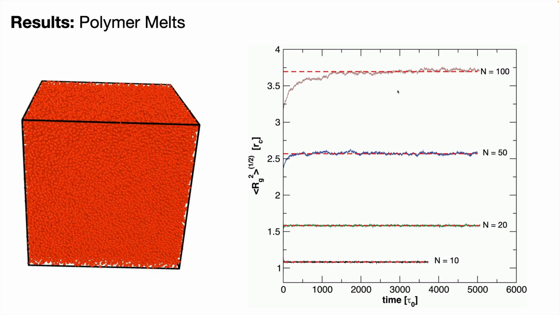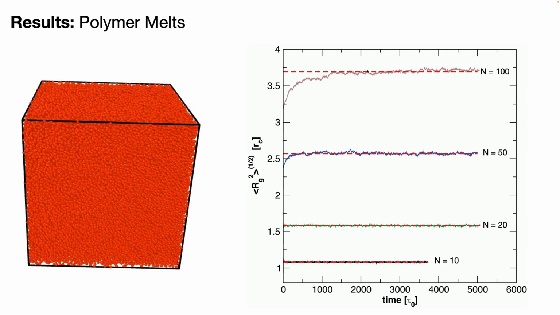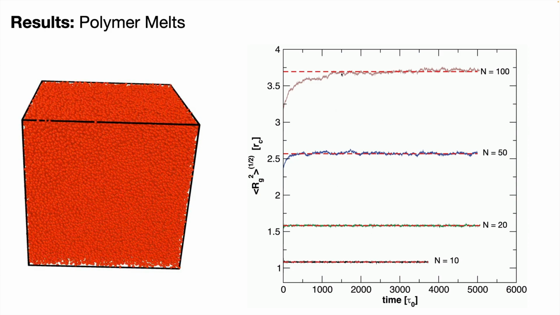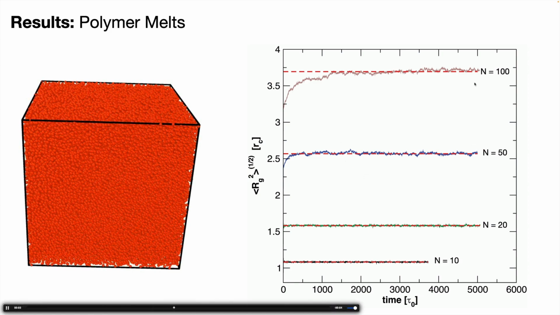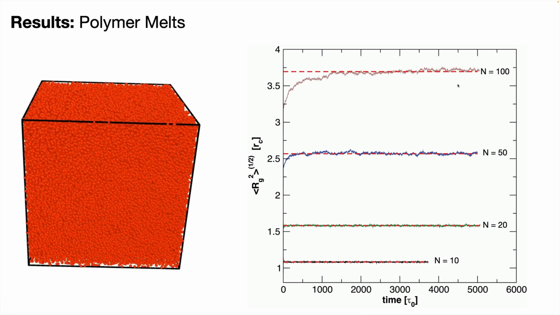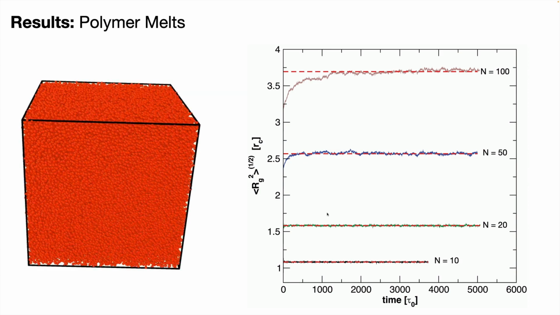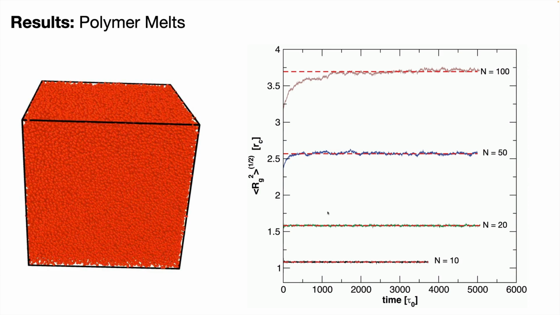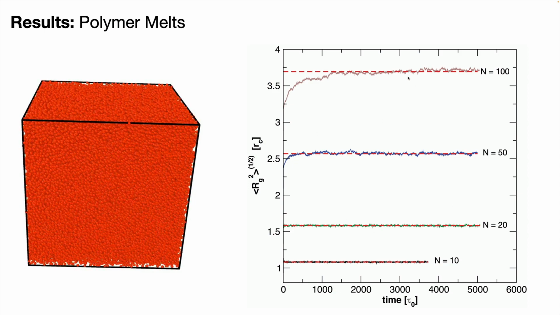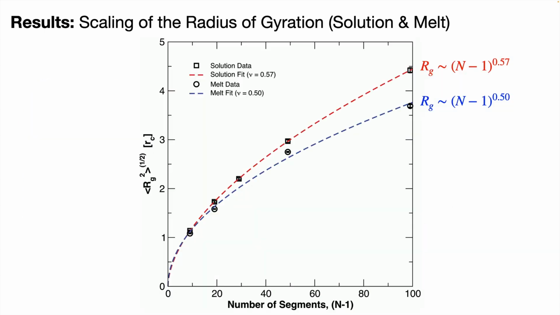But we observe the same general trends. As the degree of polymerization increases, we see an increase in the radius of gyration. The size of the fluctuations in Rg have gone down because we have more polymer chains in the melt than we did in solution at 5 volume percent. And so that's what we get. So we can get the average values of all of these radii of gyration and see what they give us.